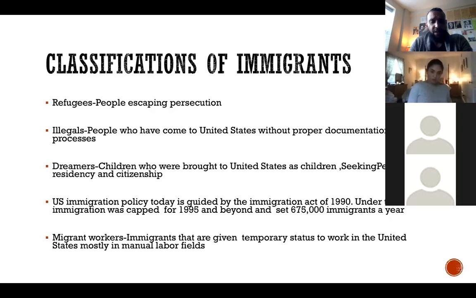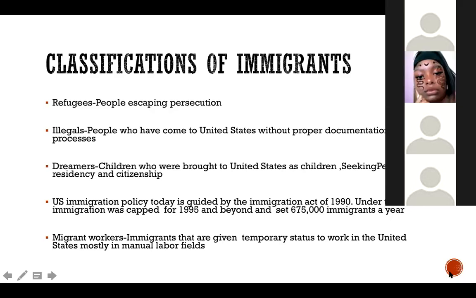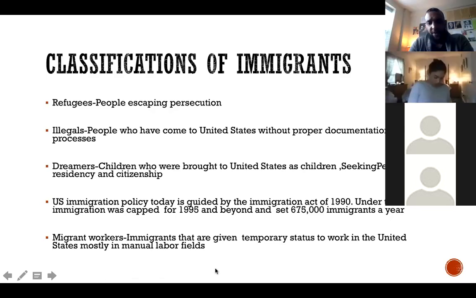And our last classification is migrant workers. Migrant workers are temporary workers that are brought here to the United States, usually in a work capacity. So these are the people that you think about who do what we call manual labor, like picking fruit, clearing crops, things along those lines.